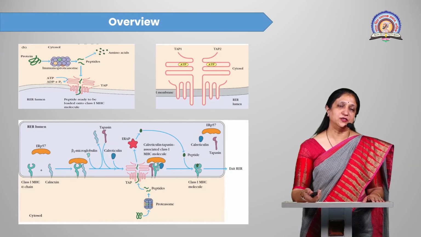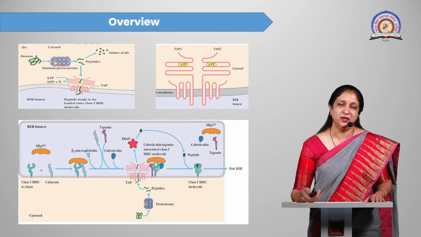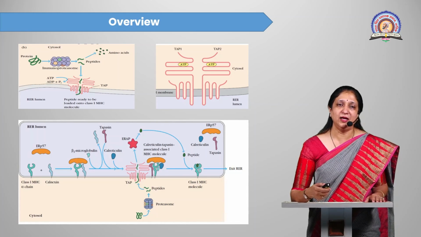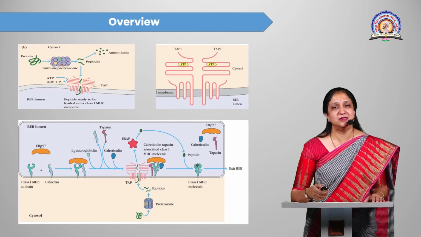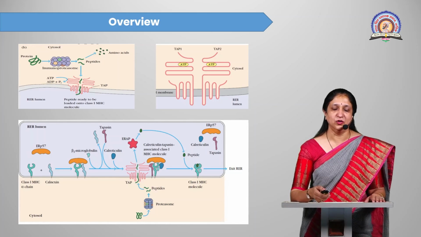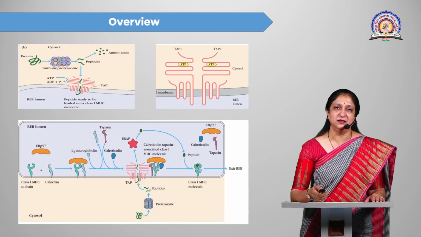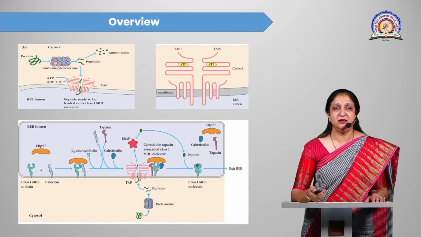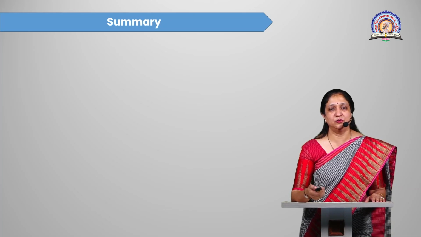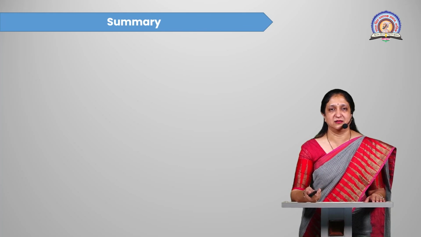The T cytotoxic cells will get activated, will get converted into cytotoxic T lymphocytes, and will help in causing the lysis of the target cell. So, this is how an endogenous antigen is processed and presented on the surface of the target cells to the T cytotoxic cells.